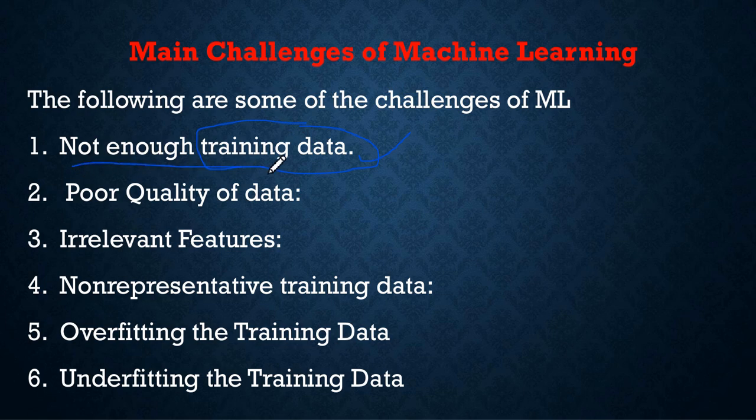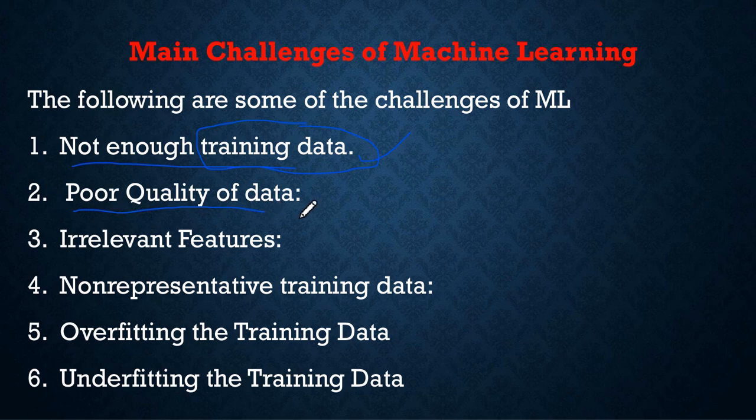So, not enough training data. That means if you have only a small amount of data and you try to apply any machine learning algorithm, maybe that algorithm or model does not give good performance. So we have to take a minimum of thousands of examples before applying machine learning algorithms. If you take some 100 records or 1000 records and try to build a machine learning model, the model may not give good performance in real-time scenarios. So we must take thousands of examples before applying the machine learning algorithm.